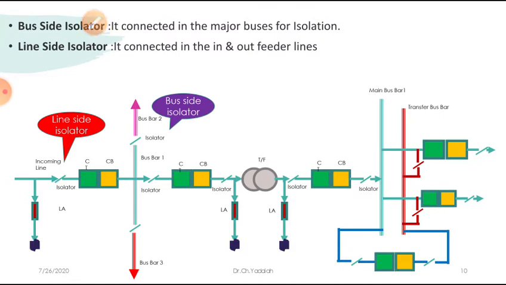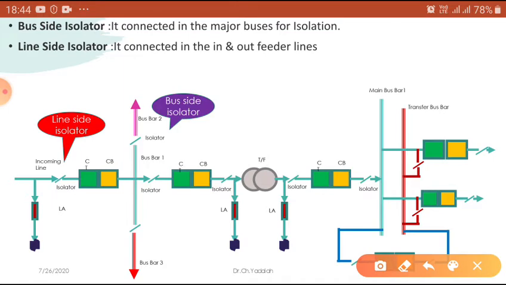Now, coming to the other isolator, the transfer bus side isolator. Before going to the transfer bus side isolator, you can observe one thing here. Whatever the step down voltage from this one, it is connected to the one here.